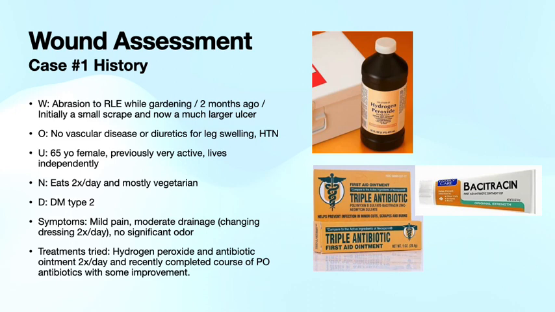Traits or symptoms. She has some mild pain, moderate drainage because she's having to change her dressing twice daily, but really not having any significant odor from it. For treatments tried, so far she's been washing it with hydrogen peroxide and applying antibiotic ointment 2 times a day, and recently completed a course of PO antibiotics with some improvement that she got from her primary care physician.